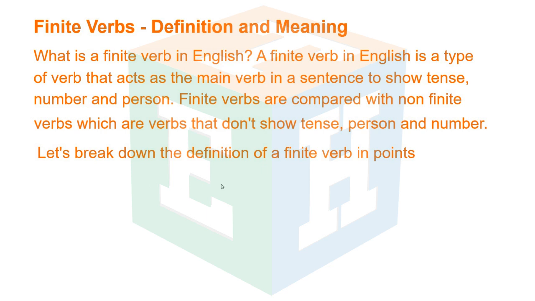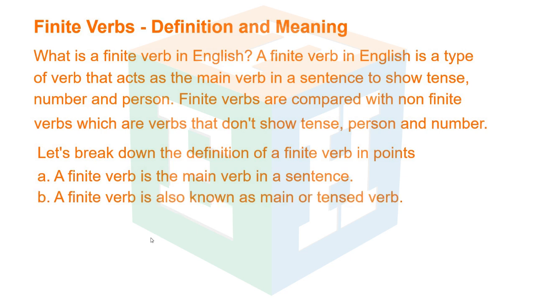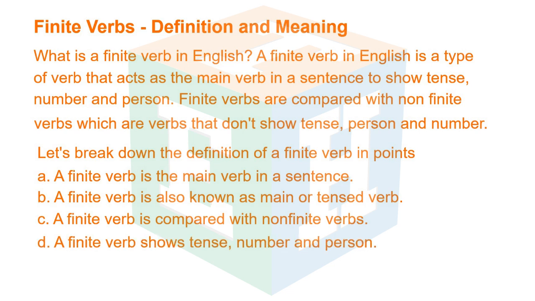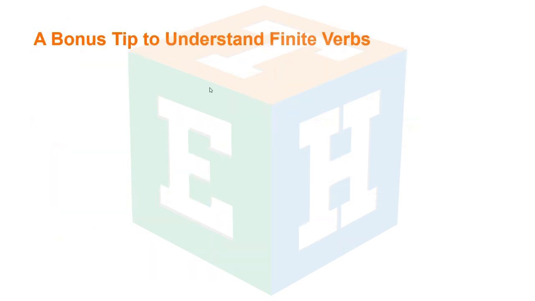Let's break down the definition of a finite verb in points. A, a finite verb is the main verb in a sentence. B, a finite verb is also known as main or tensed verb. C, a finite verb is compared with non-finite verbs. D, a finite verb shows tense, number, and person. And E, a finite verb agrees with its subject. A bonus tip to understand finite verbs.